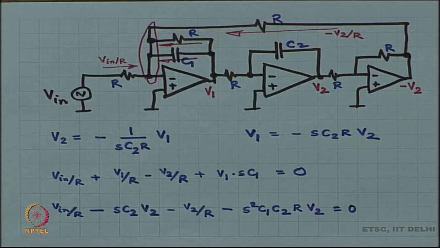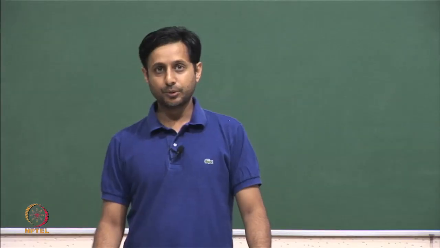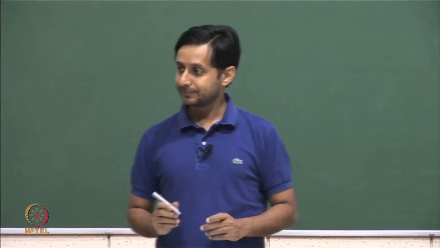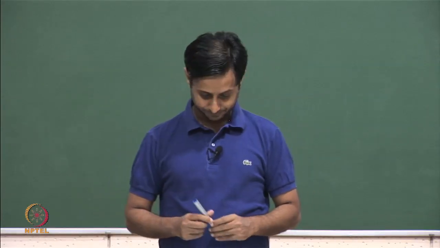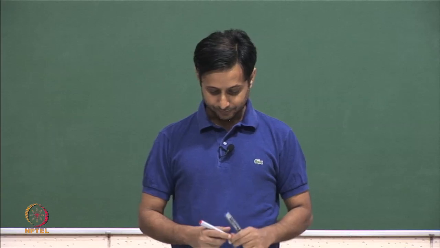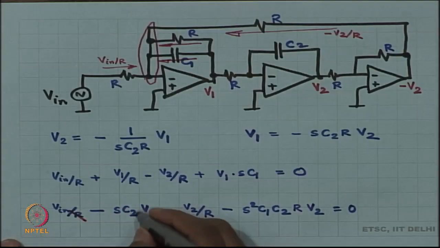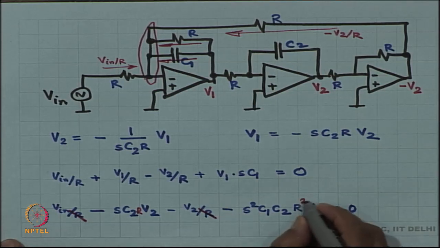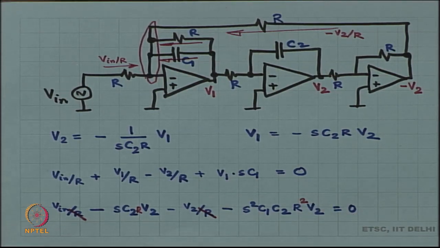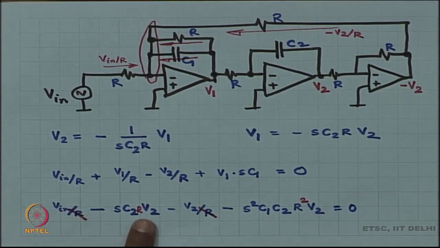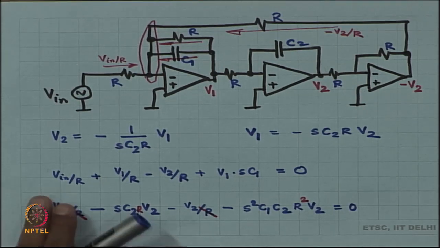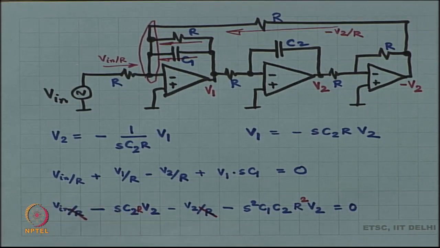Okay. And something very convenient over here would be to multiply the entire equation by a factor R. Okay. So, if I multiply the whole thing by R, this is what I get. First term becomes V in, the second term becomes S C 2 R times V 2. Why did I do that? So that all the terms have dimensions of voltage.